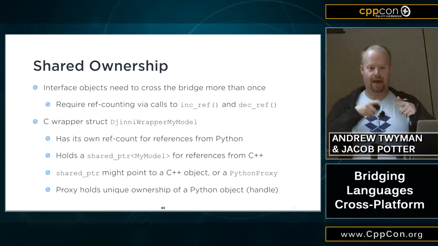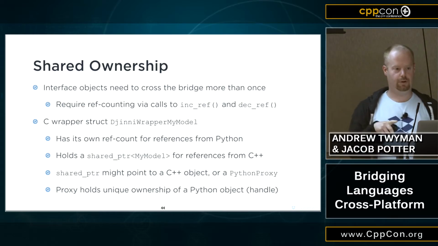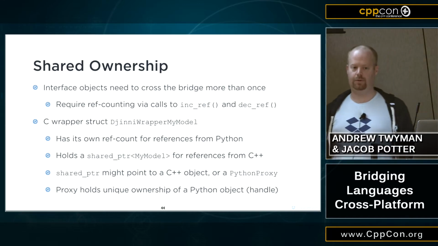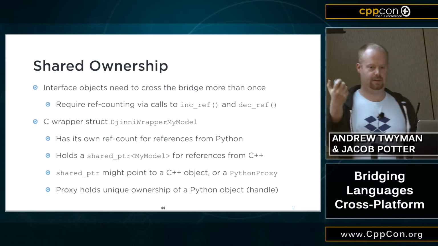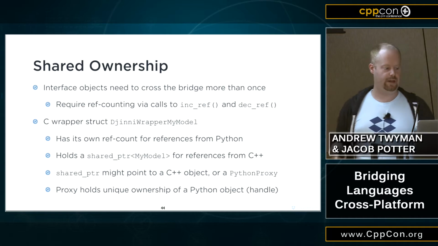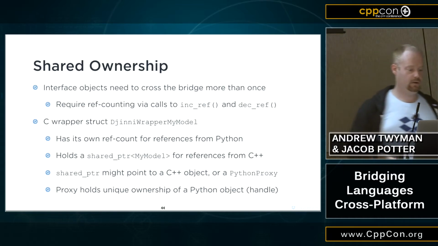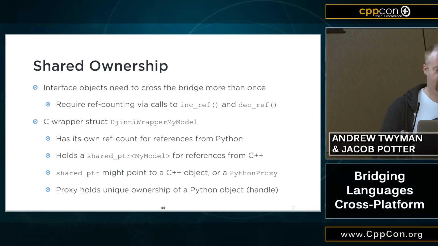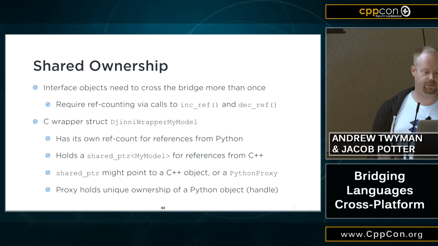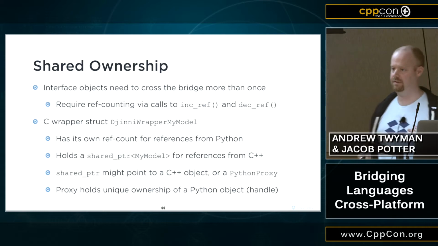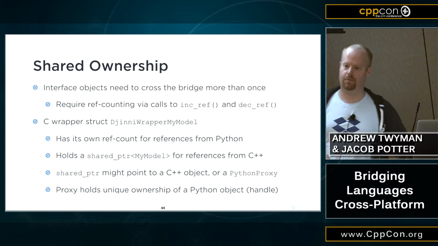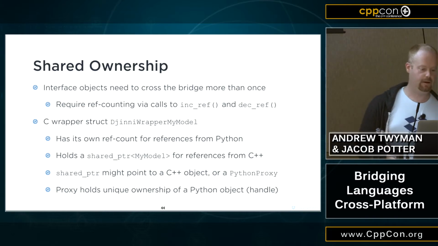Interfaces, because they can be passed around and passed to multiple calls, go back and forth over the boundary, you can't keep exclusive ownership even of the wrapper that's in the middle there, because you might pass it to another call later. You don't know which of them is going to free it. So we use reference counting. The Djinni wrapper that we generate for each interface has its own reference count, which counts the number of Python references. There are explicit calls to decref that'll come from Python instead of calls to delete that we would normally have if it was exclusive ownership.